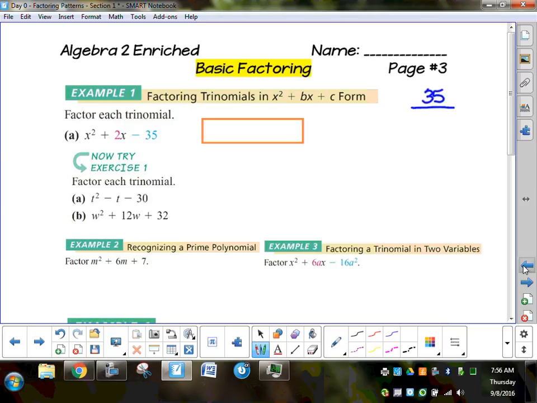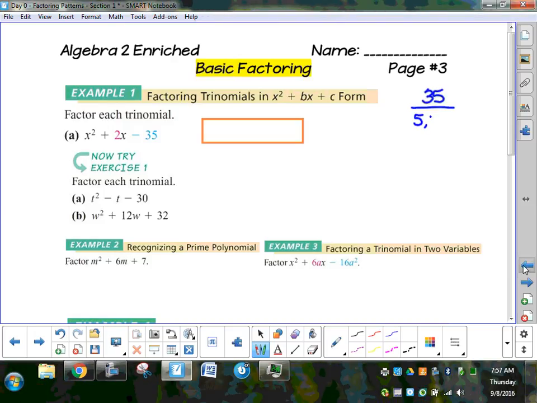Hands up, please, if you can tell me one of them. 7 and 5, and give me the other factor pair. 1 and 35. Okay, so I'm listing those out. I've got 5 times 7 is going to give me 35, and I've got 1 and 35. Now, I need to get a 2, and it needs to be positive, but when I multiply these values, it's going to have to give me a negative 35.